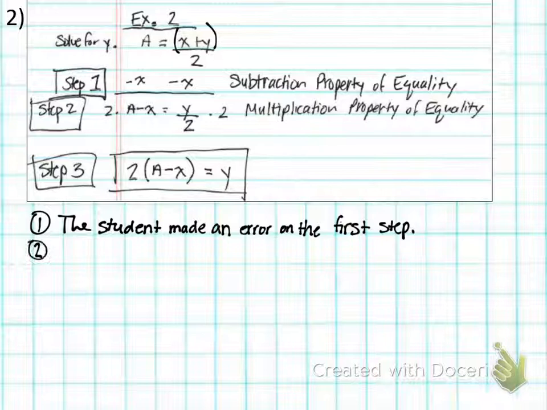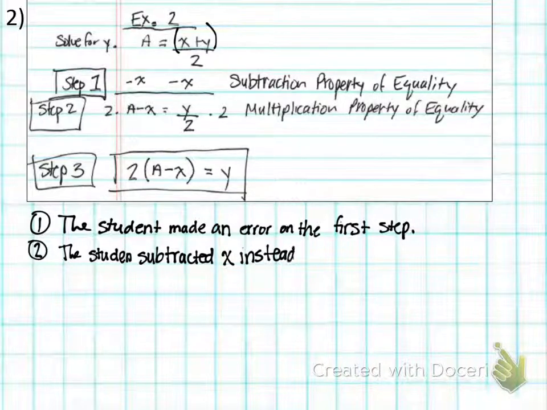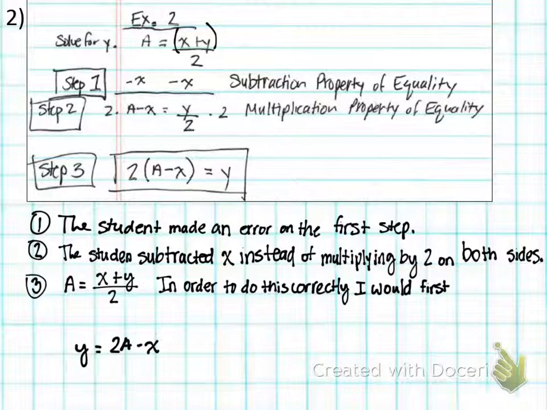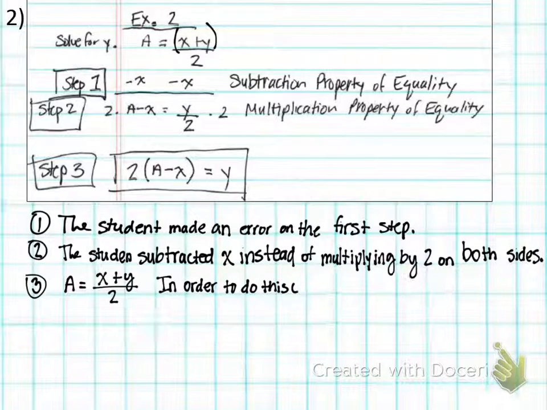So in number 2, this is what I have. The student subtracted x instead of multiplying by 2, right? Or 2 on both sides. Oh, wow. Went too fast here.